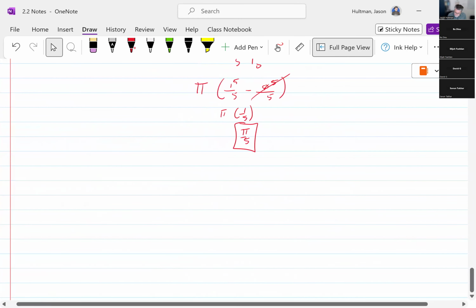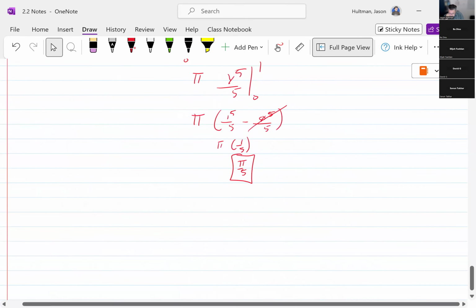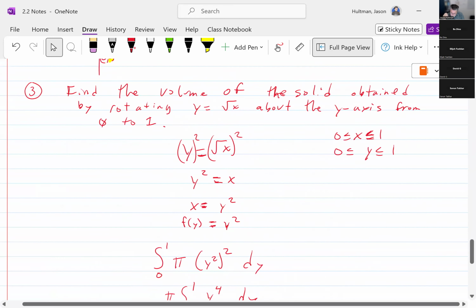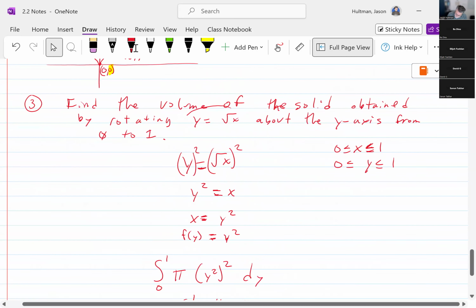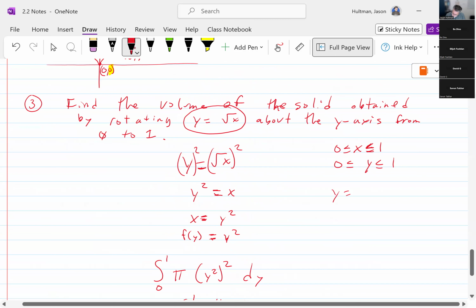Can you also clarify a little bit about the limits? Because you said we're just inserting 0 and 1 into the original equation, which is what is it? Y is equal to square root of x. Right. So if I take y equals the square root of 0, I get 0. Oh, I'm sorry, never mind. I got it. Cool. Awesome.